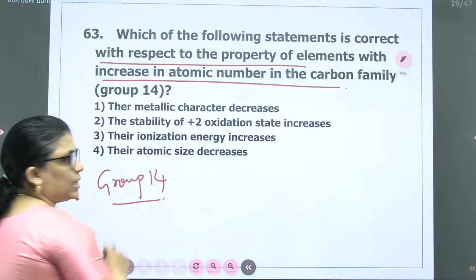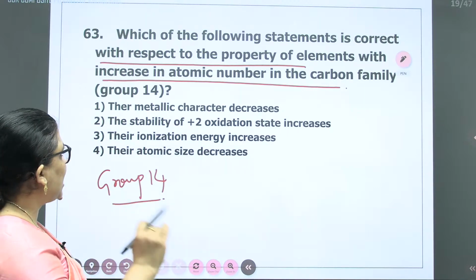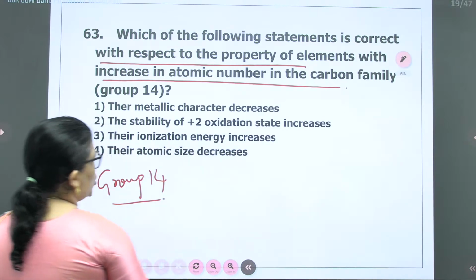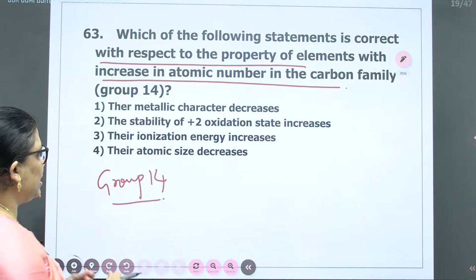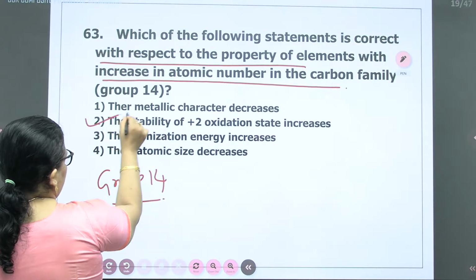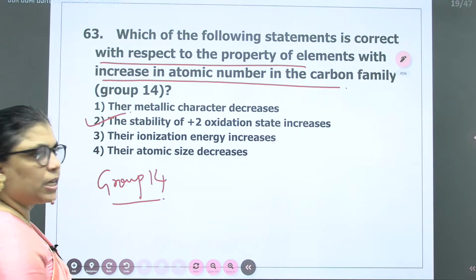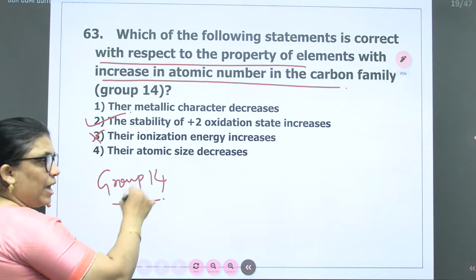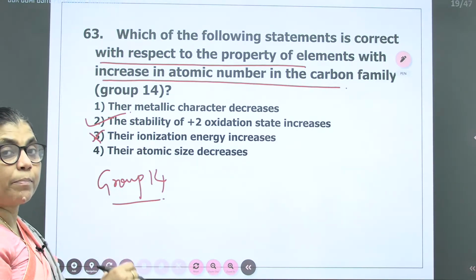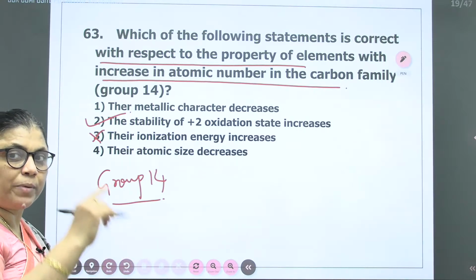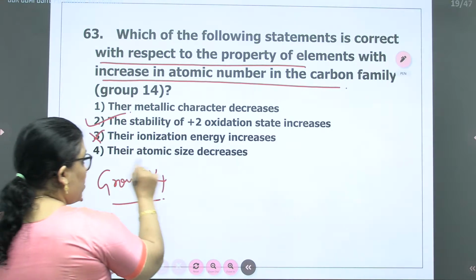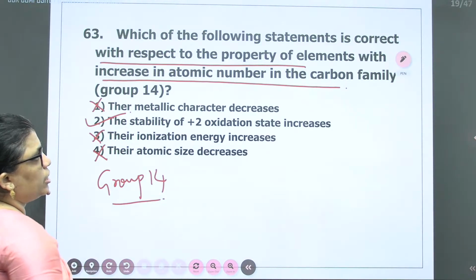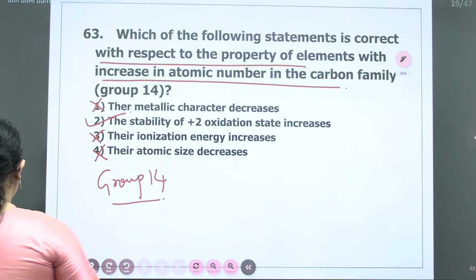The metallic character decreases? No, metallic character should increase. The stability of the +2 oxidation state increases? Yes, it is correct. Ionization energy increases? No, because as the atomic size increases, ionization energy decreases. Atomic size increases? This is also wrong. The correct option is the second option.